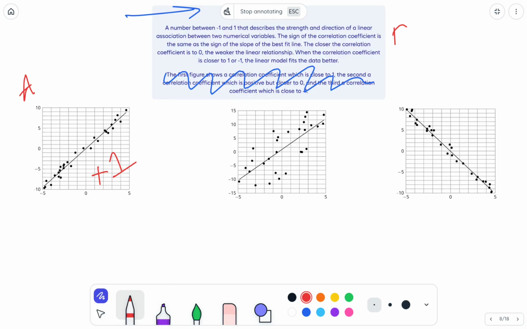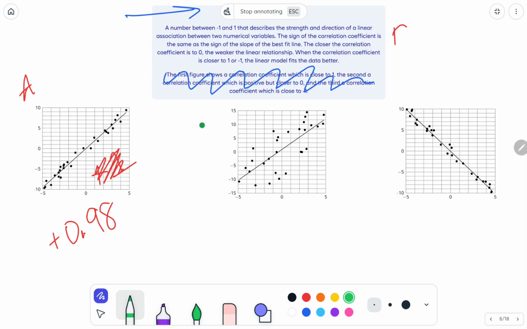So if we wanted to estimate, this one would probably be positive, let's say 0.98 or something like that, right? This is a pretty strong correlation. There's a pretty strong association here. It'd be positive because the slope is going up, and it'd be really close to 1 because the correlation is strong.